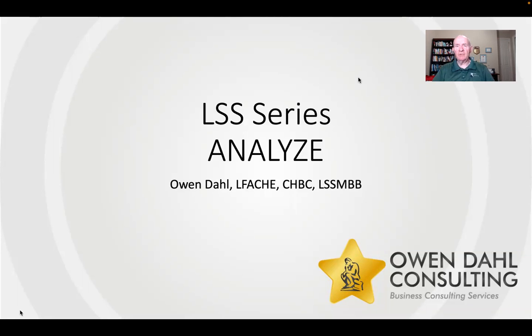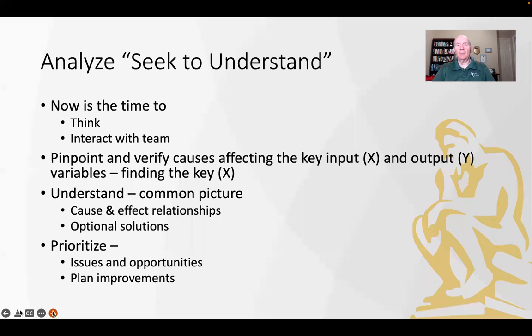Well, welcome everybody to episode number 4 on our Lean Six Sigma series, where we're talking about analyze. Remember, the DMAIC model is define, measure, analyze, improve, and control. So we're at a really critical point in the process here. And what the goal would be is to understand what you have found.